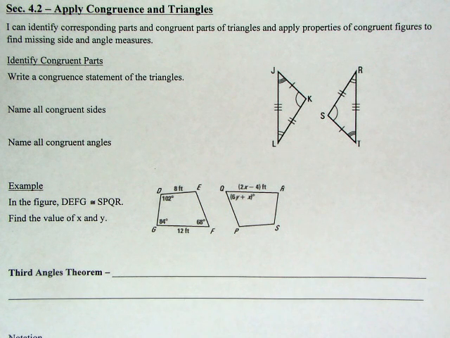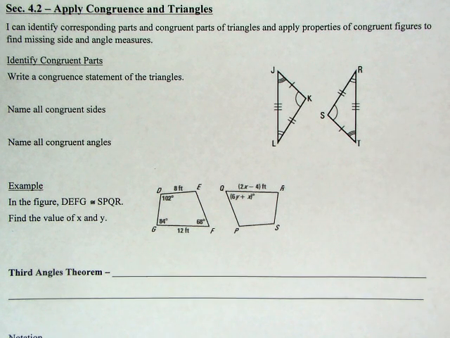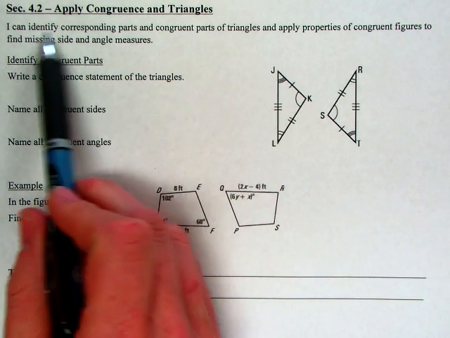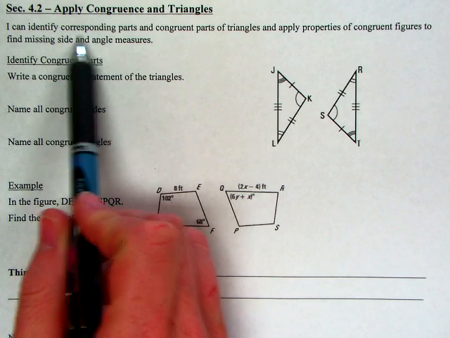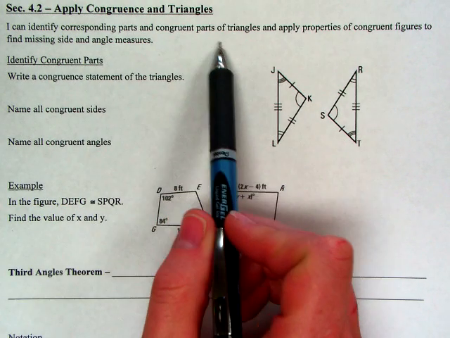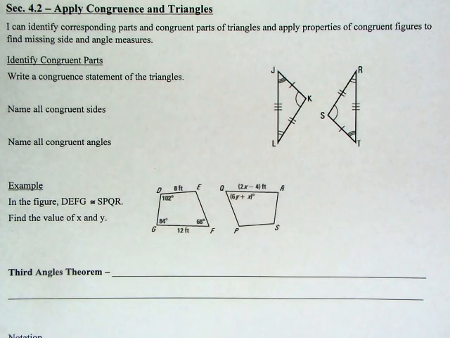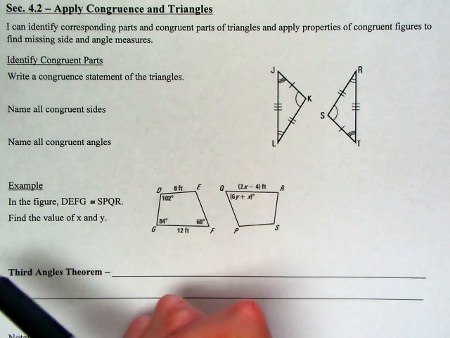This is section 4.2, and today we're going to start talking about congruence in triangles. We focus a lot in chapter 4 on triangles and how they are congruent to each other. So by the end of this one, you should be able to identify corresponding parts, so which go with which, and then congruent parts of triangles, and we'll eventually find some missing sides and angle measures based on what's congruent.